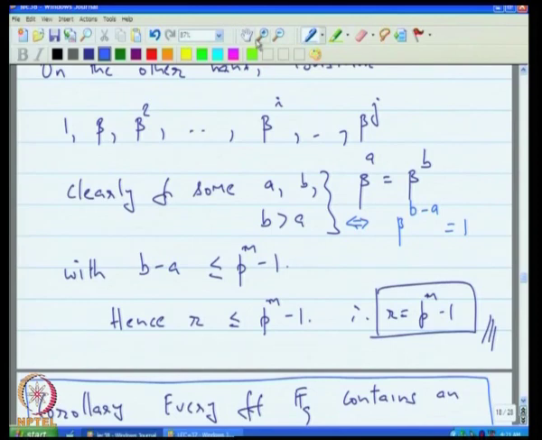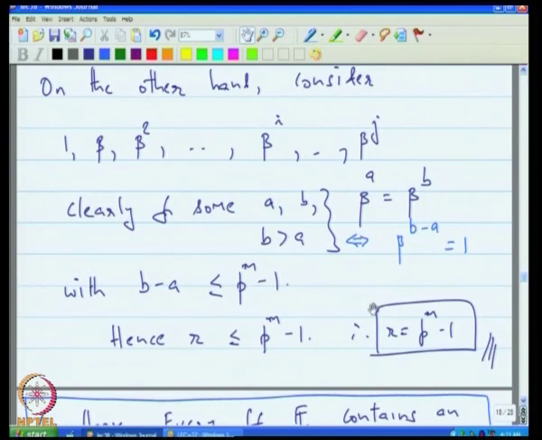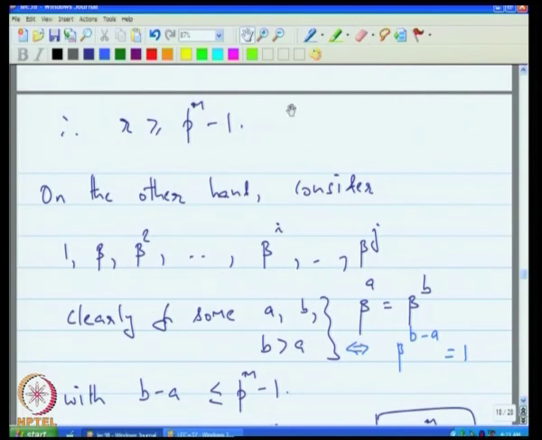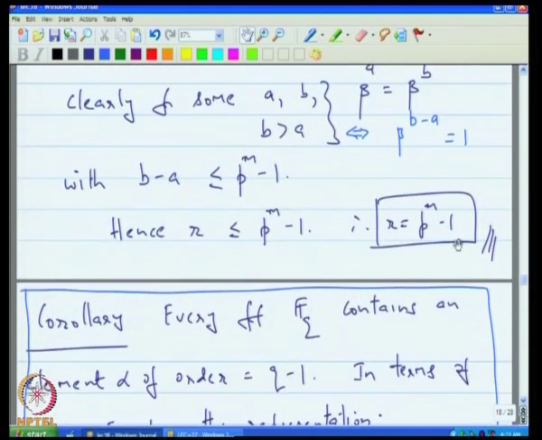Okay. So, beta to the B minus A is equal to 1, but R is the order. So, B minus A must be greater than or equal to R. We know from this sequence that B minus A is less than or equal to p to the m minus 1, and R must be less than or equal to this. Therefore, R is less than or equal to p to the m minus 1, but we just showed that R is greater than or equal to it. So, the conclusion is R is equal to p to the m minus 1.